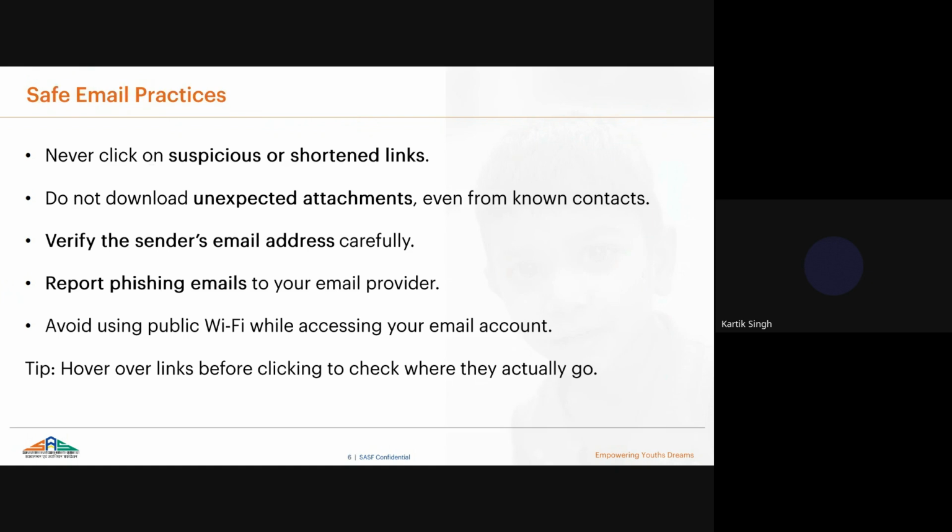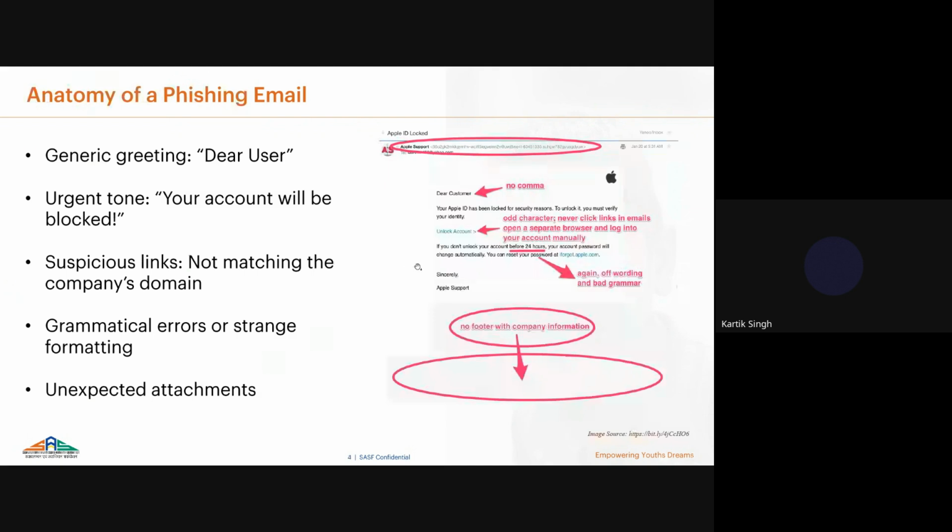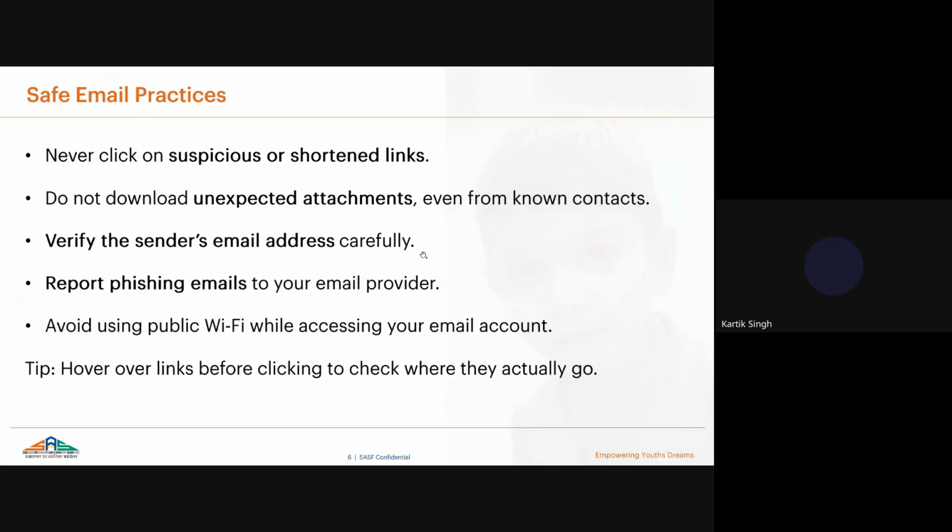Now, what are safe email practices that we must follow? First one is never click on suspicious or shortened links. For example, we have over here in this email that it says unlock account. This link is suspicious and we must not click on it because, first of all, it is hidden inside this text, and secondly, it has an odd character over here which makes it suspicious.